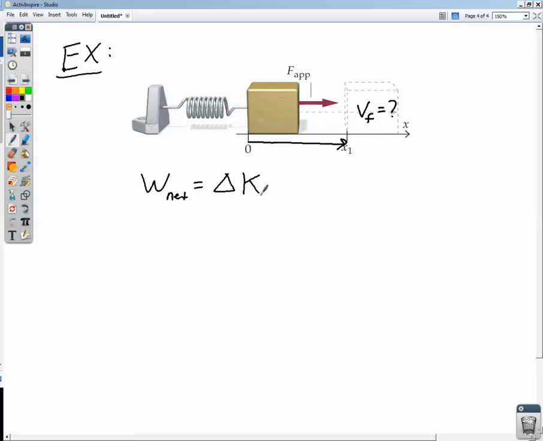Quick free body diagram for the block. We've got this applied force, which is the spring force. We've also got mg going down. We've got the normal force going up. There is no friction between the block and the surface.